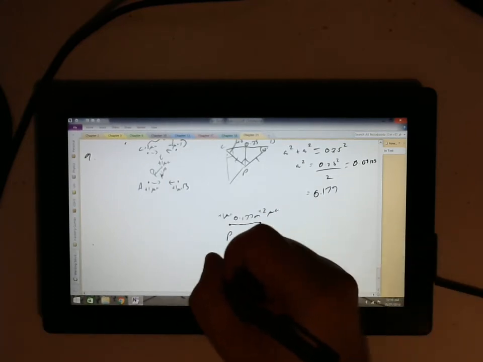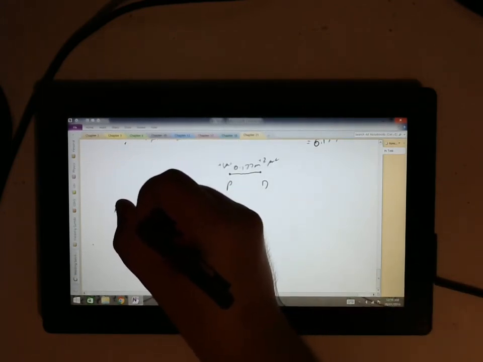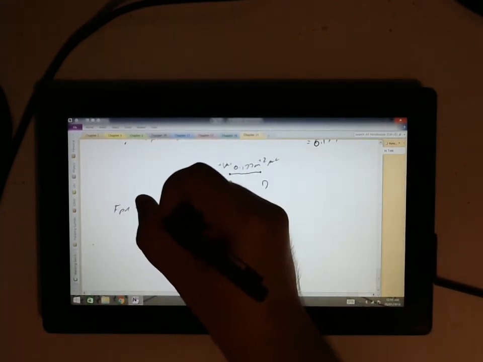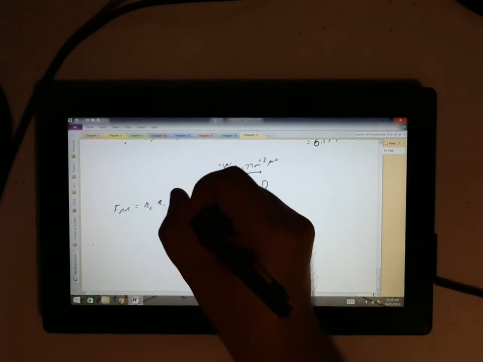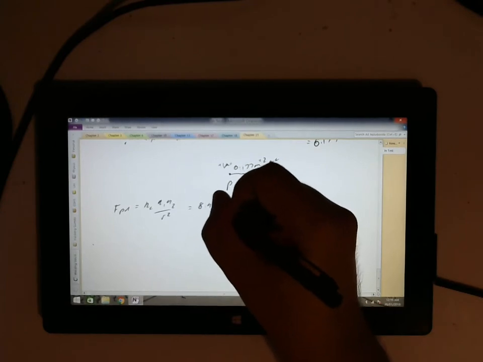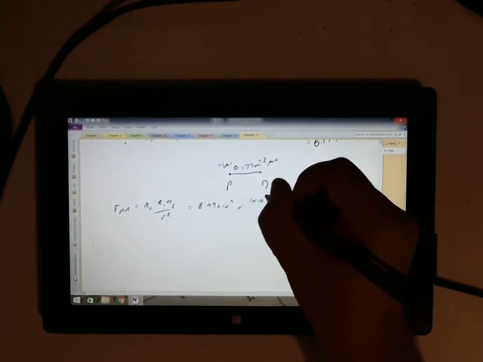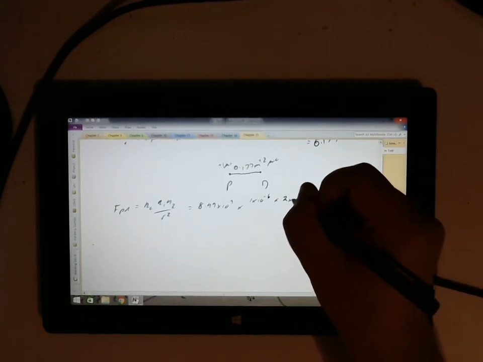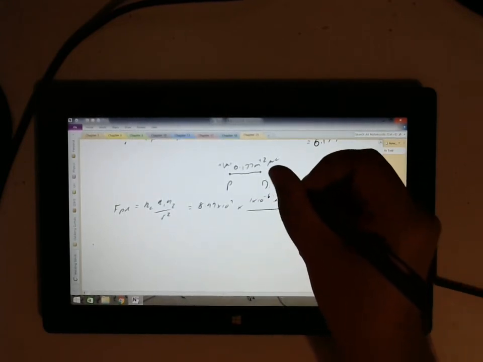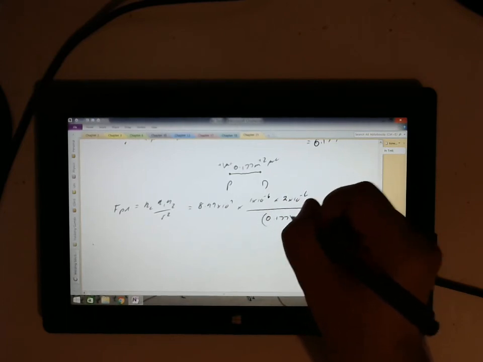So let's work out the force between P and D. Force between P and D is going to equal k Q1 Q2 over r squared, 8.99 times 10 to the 9 times 1 times 10 to the -6 times 2 times 10 to the -6. Remember, a microcoulomb is 10 to the -6, over 0.177 squared.